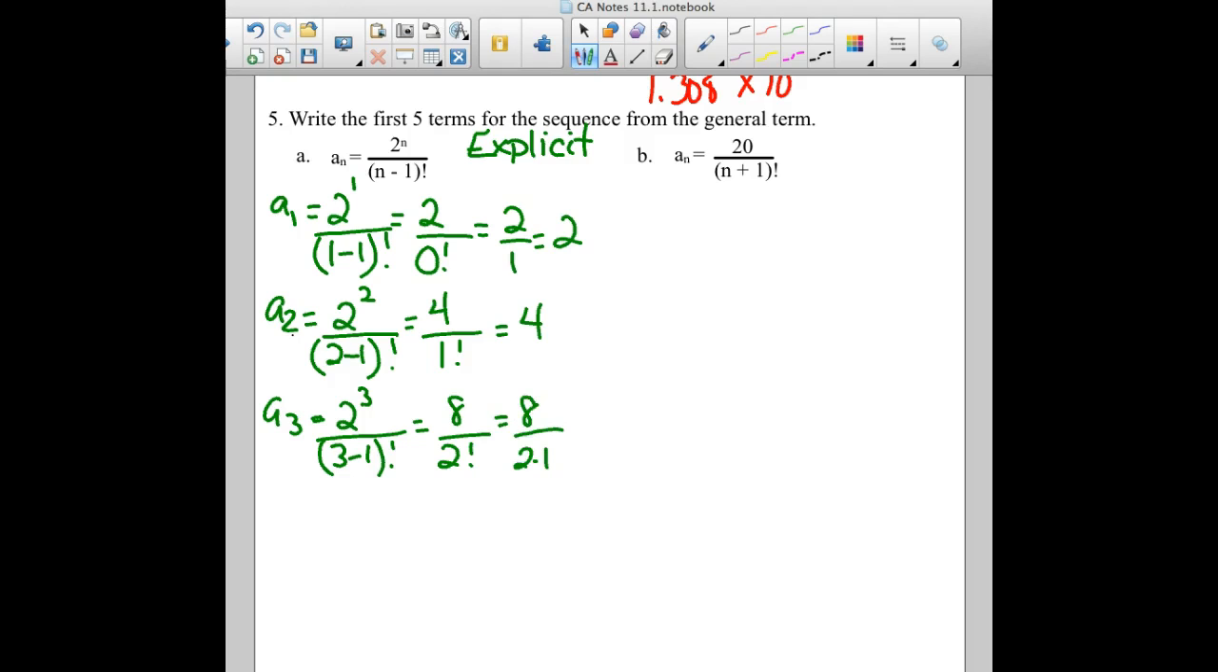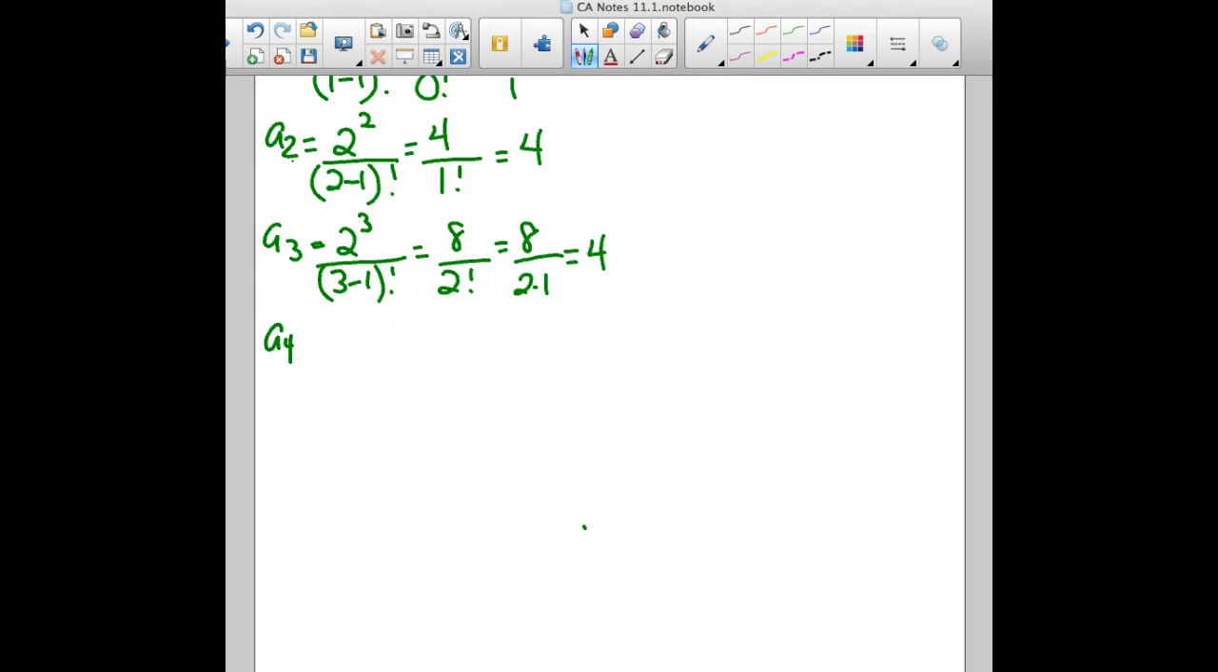And 8 divided by that 2 will give us a 4. A sub 4 will be 2 to the 4th power, 2 to the nth power, over 4 minus 1 quantity factorial. 2 to the 4th is 16. 4 minus 1 is 3. 3 factorial means 3 times 2 times 1.